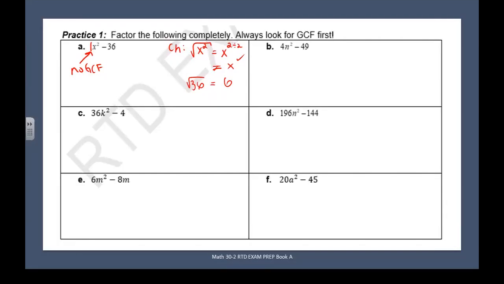Okay, so what I've established is that both of them are perfect squares. So I can go ahead and factor them. So to factor them, I take the square root of my first term, x, the square root of my last term, 6, add one, subtract the other. And then I'm done.